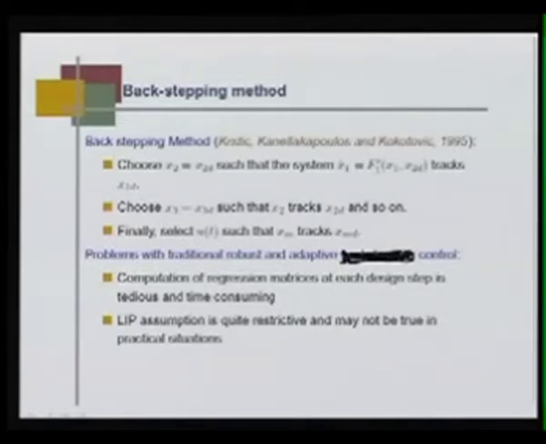So, once I told you what is the methodology of backstepping, now I will tell you why this is normally done. The problem with traditional robust and adaptive control is the computation of regression matrix at each design step is tedious and time consuming. Linear in parameterization assumption which is used in robot manipulator is quite restrictive and may not be true in practical situations.